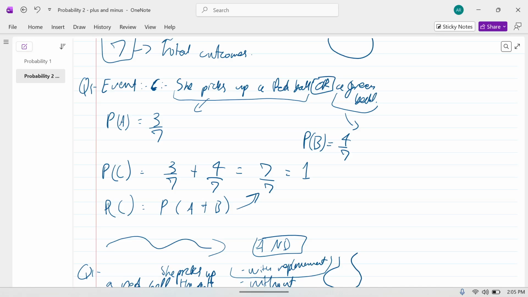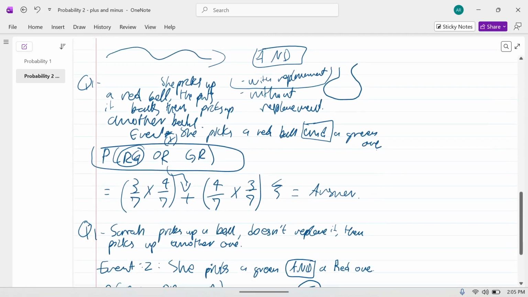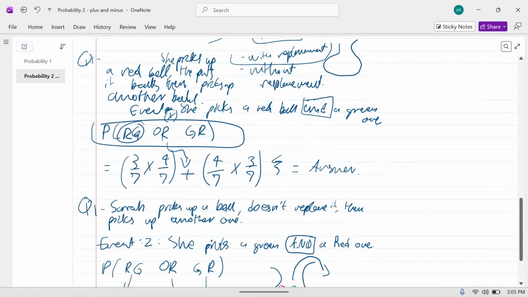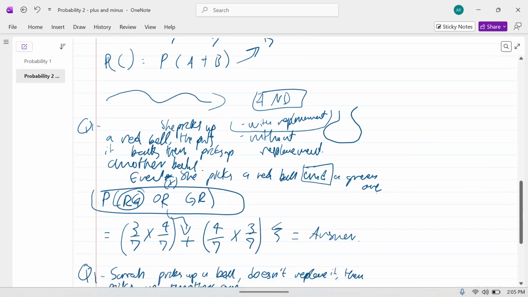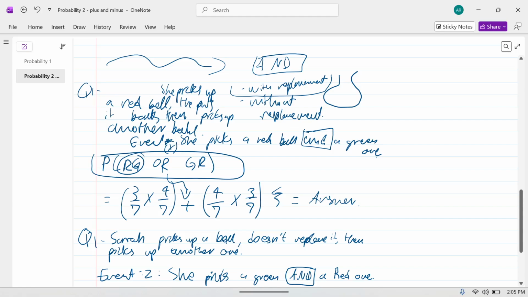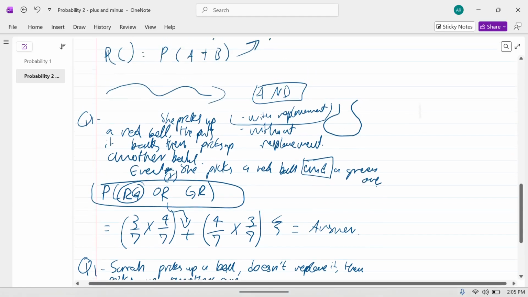If the individual conditions are connected to each other using an or, then you add them together. If they're connected to each other using an and, then you're just going to multiply them. And every time you see an and, you're going to be told whether the entire thing is happening with replacement or without replacement.